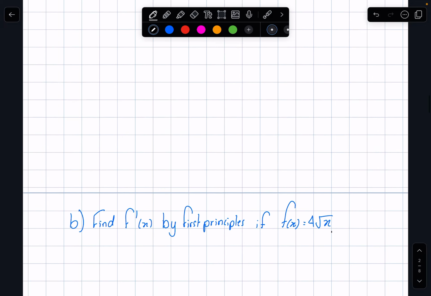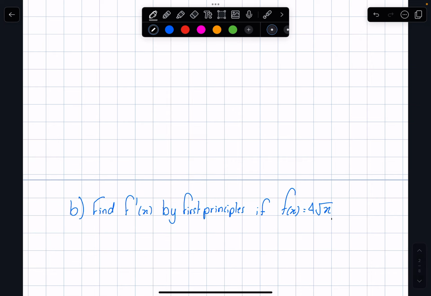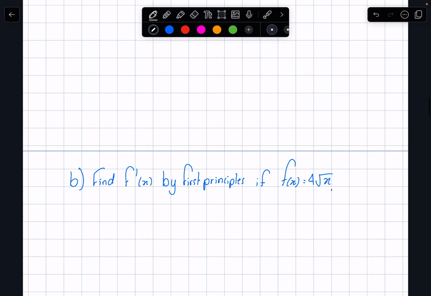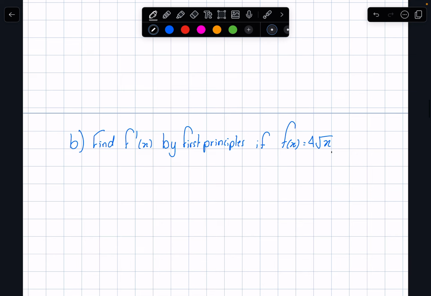So the next one we're going to do is finding the derivative by first principles if f of x equals 4 times the square root of x. So again, we need f of x plus h. That is going to be 4 times the square root of x plus h. And again, let's put it into our formula.